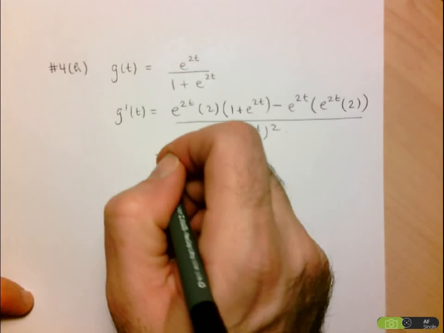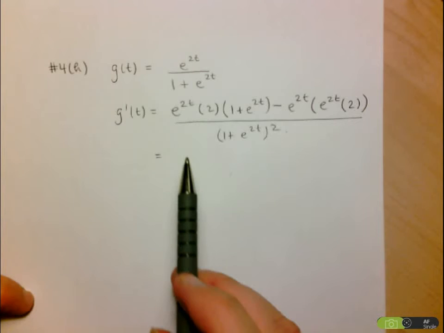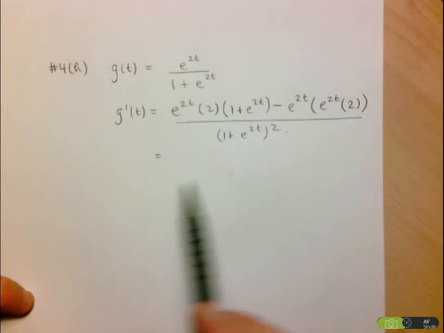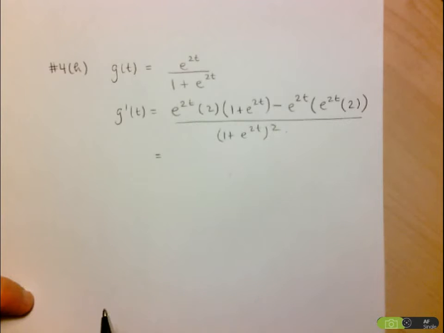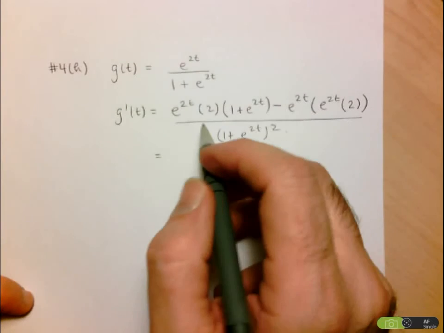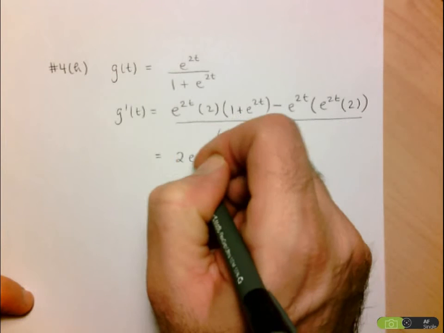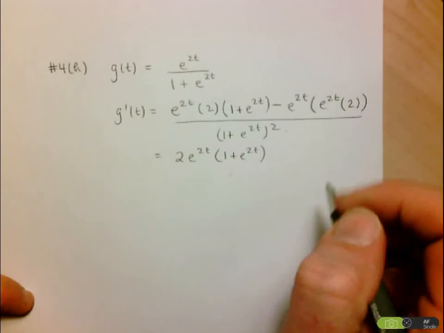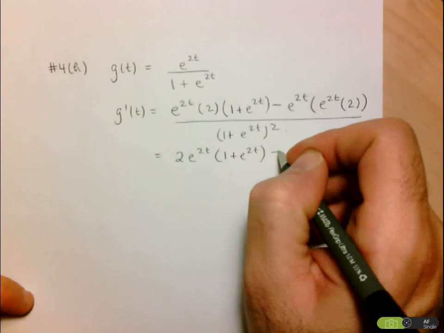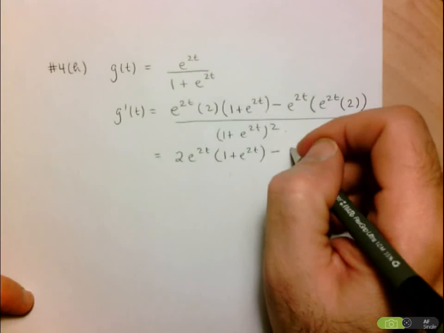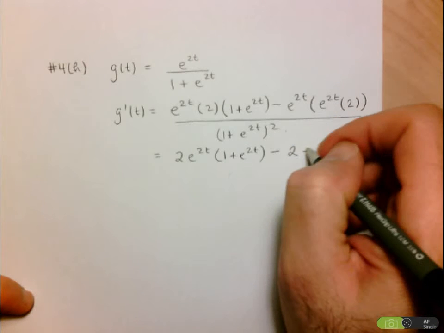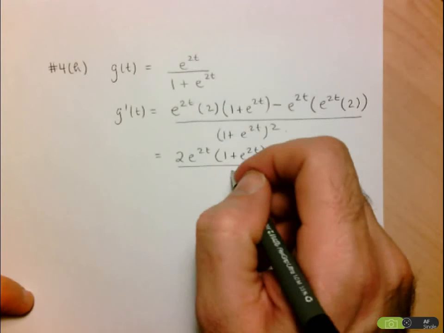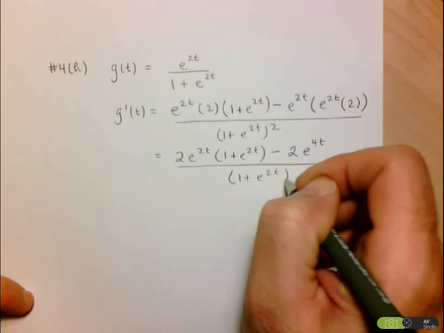Now, more often than not, on a test, if I'm just asking for the derivative, I'll leave it as is. But here, let's simplify just to get a bit of practice on that. So here we have 2e to the 2t times 1 plus e to the 2t. And then here we've got 2 minus 2 times e to the 4t, over 1 plus e to the 2t squared.